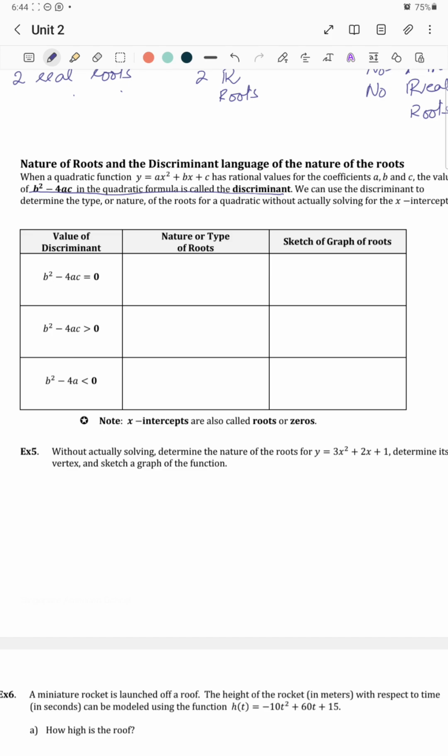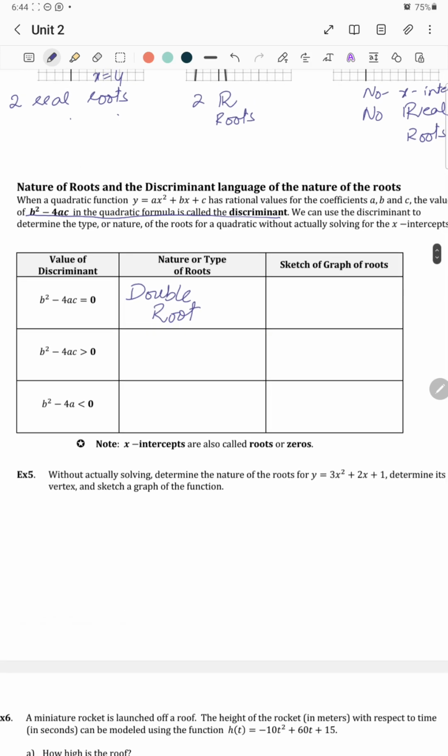So b square minus 4ac is equal to 0, greater than 0, or less than 0. Whenever it is equal to 0, as we have checked in the first example, it means double root, and the sketch of the graph would show one repeated real root. Whenever it is greater than 0, it means two single roots. Two roots, but both will be different, not the same one. So it has two real roots. And when it is less than 0, then there would be no roots, and the graph of the function would have 0 real roots.